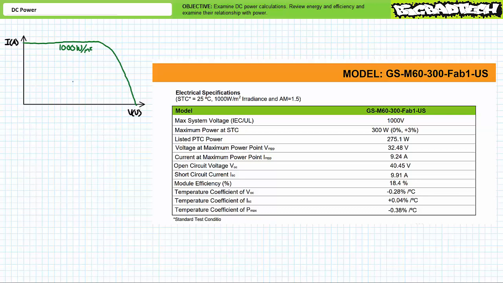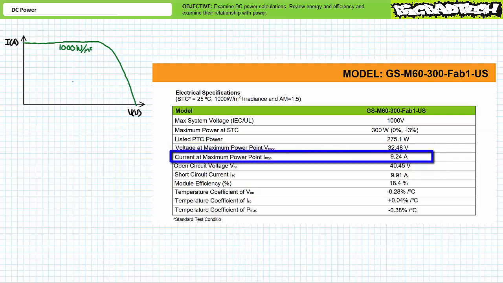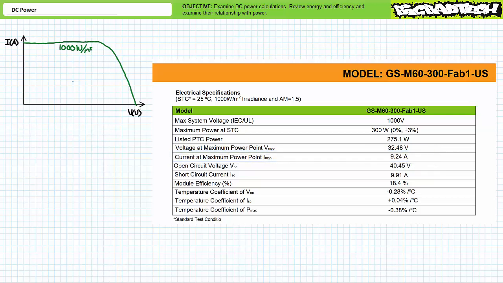PV panels often include a datasheet which specifies the voltage and current at the maximum power point. For example, consider a panel that produces 300 watts at STC with the following characteristics. At the maximum power point, voltage is known to be 32.48 volts, and current is known to be 9.24 amps. Power is equal to voltage times current. 32.48 volts times 9.24 amps yields roughly 300.1 watts of power.